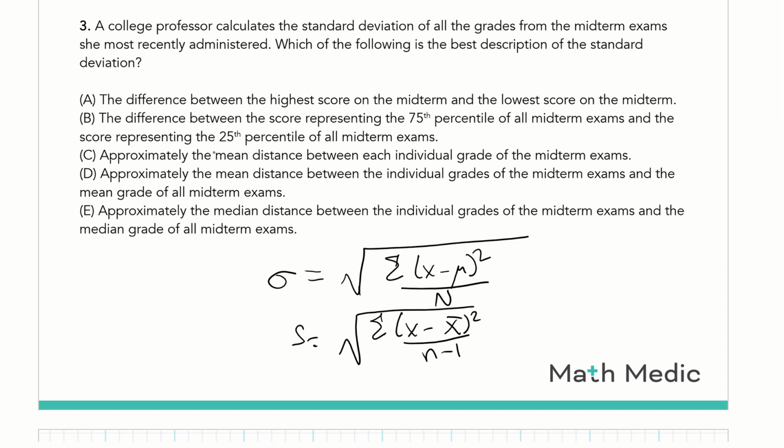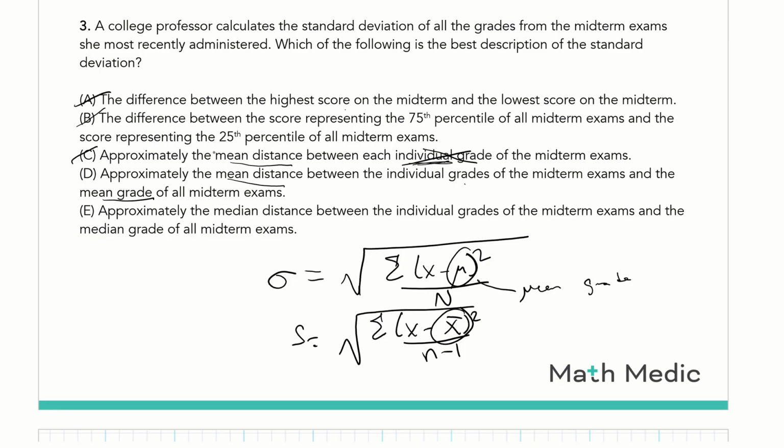Okay, so the difference between the highest score and the lowest, no, that's the range. The difference between the score representing 75 percentile, no. Approximately the mean distance, the average distance, between each individual grade, no, it's not between each individual grade. Approximately the mean distance, that looks good so far, between the individual grades and the mean grade. This is the mean grade, right?